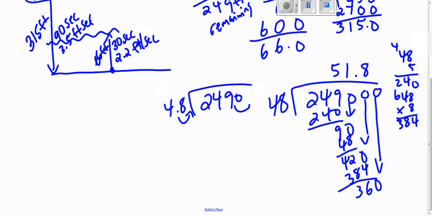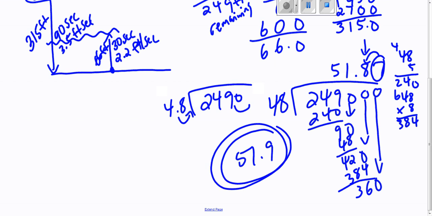It said round to the nearest tenth, which is this spot. But you need to know what the next number is in order to round to the nearest tenth. It's going to be a 7, because 48 goes into 360 7 times. So that 7 tells that 8 to go up to a 9. So it's 51.9 seconds.